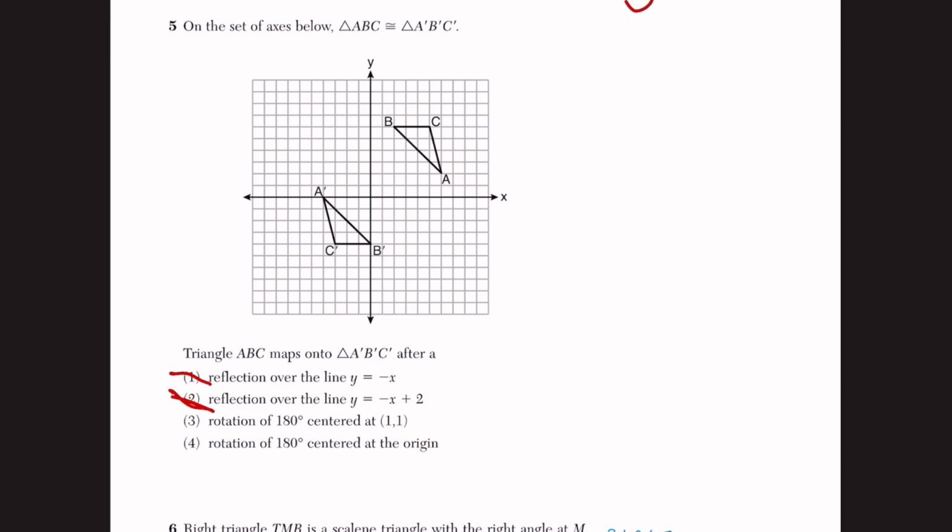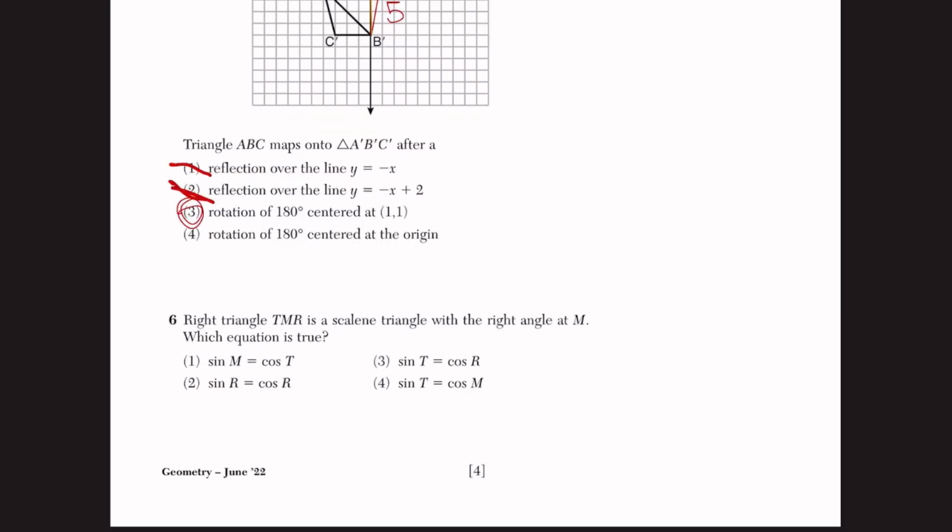3, rotation of 180 degrees centered at 1, 1. Here's 1, 1. And to check if this answer is actually correct, we just need to check if the distance between B and 1, 1 and B prime and 1, 1 are the same. So we can just find the slope of these two lines. So the slope here is 5, and the slope here is also 5. So that means the distances are the same. Alright, so the answer choice is number 3.